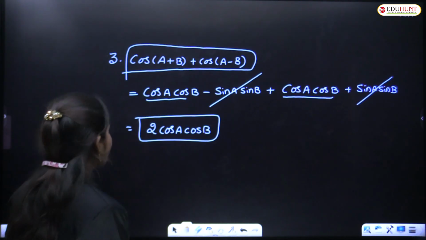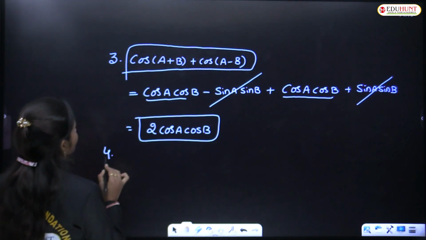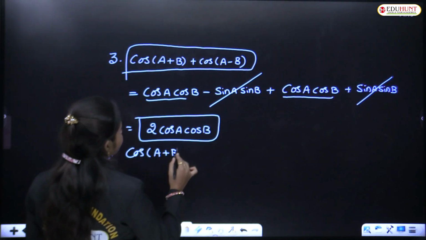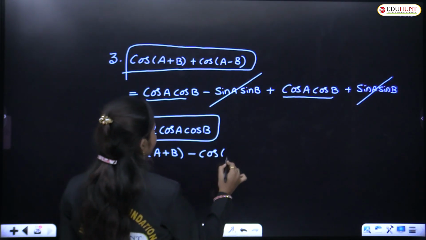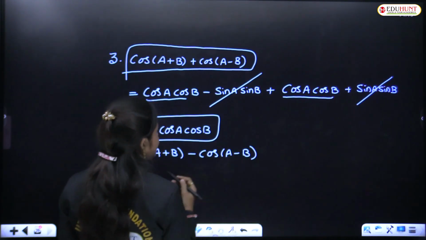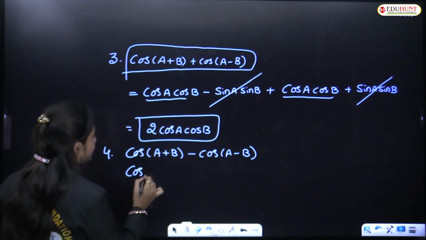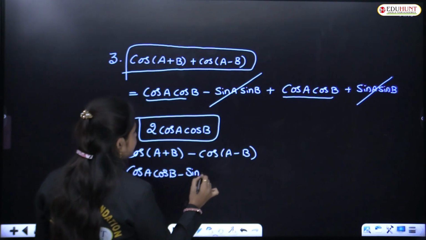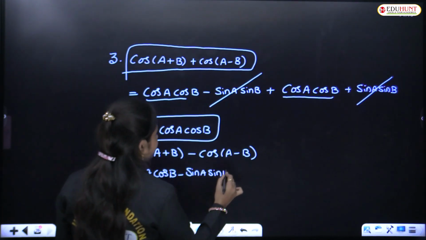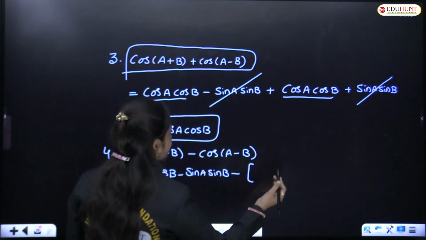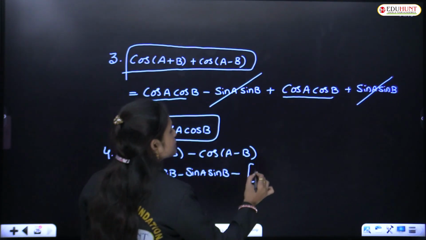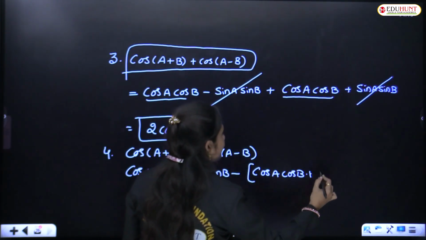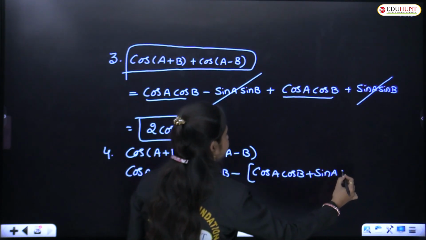Now for the subtraction. So the fourth one. Cos of A plus B minus cos of A minus B. Okay, subtraction. So again write the formula here. Cos A cos B minus sin A sin B, minus of the total bracket. Okay, so cos of A minus B is cos A cos B plus sin A sin B.